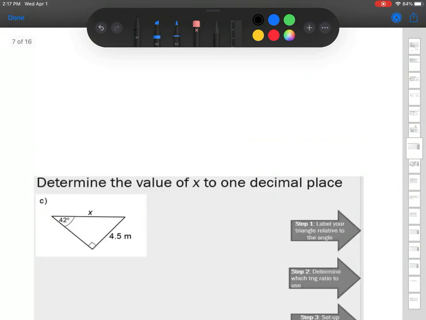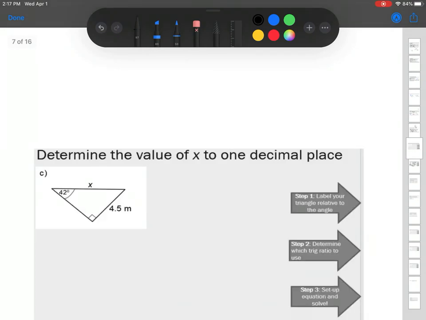Okay, so let's go back to C and attempt this tricky one. Now you can go over and highlight the angle we're talking about, and then label your triangle. Across from the right angle, the longest side, is the hypotenuse, and across from the 42 we are given 4.5 meters. So that is the opposite side to the 42 degrees. Okay, so theta is 42 degrees.